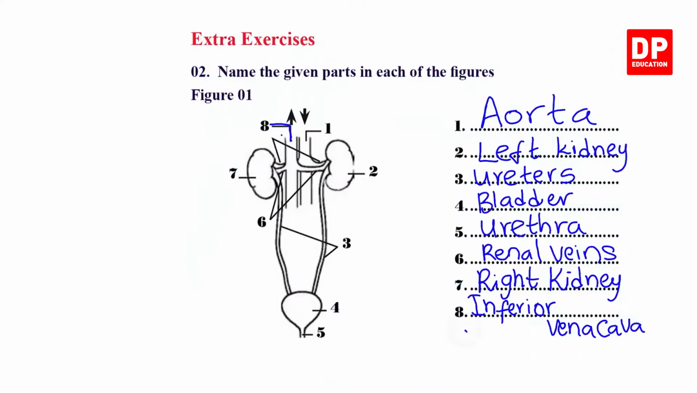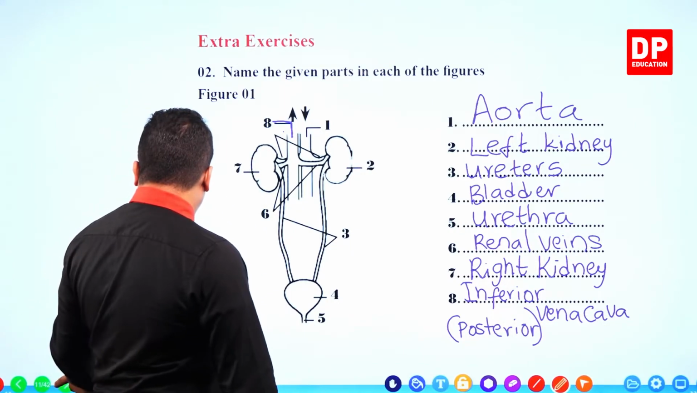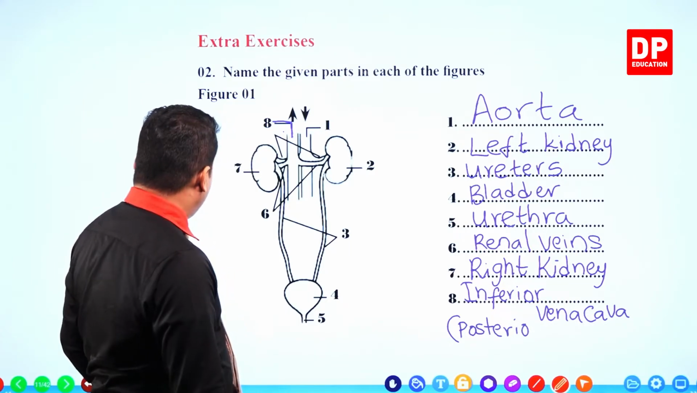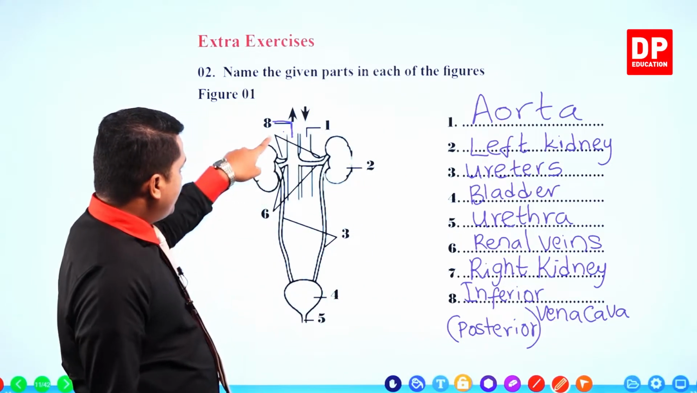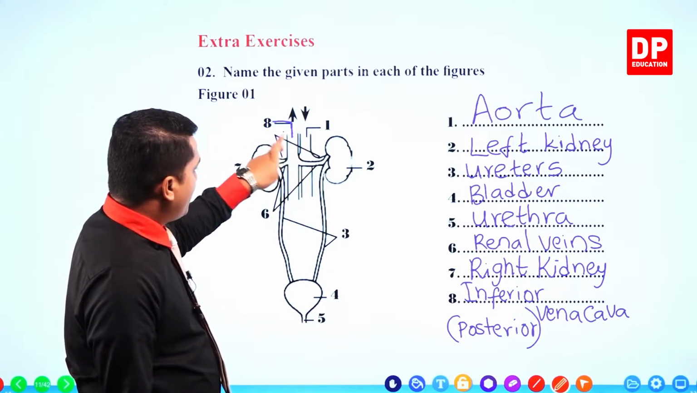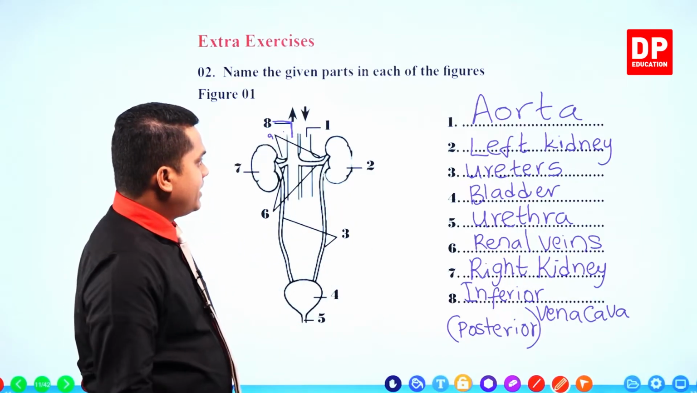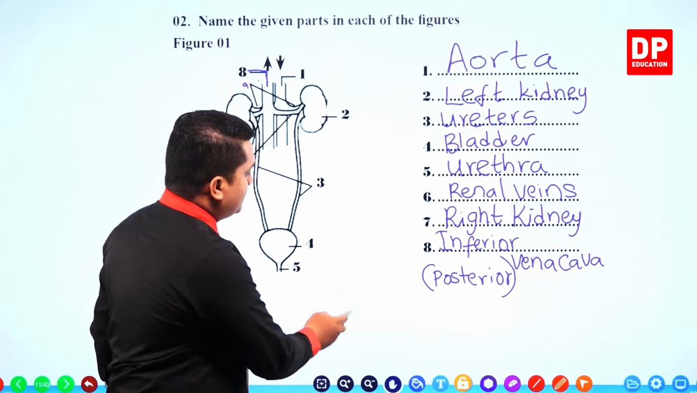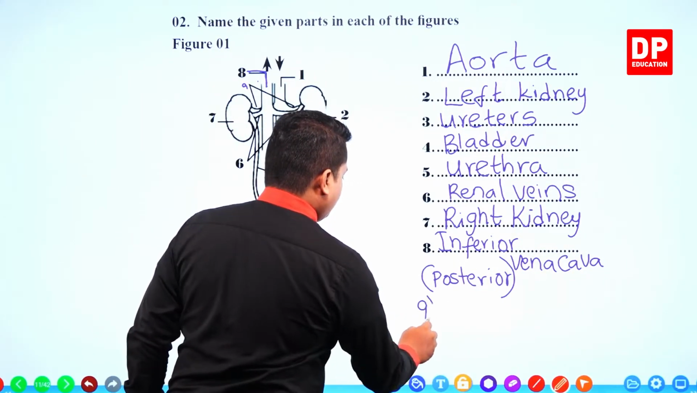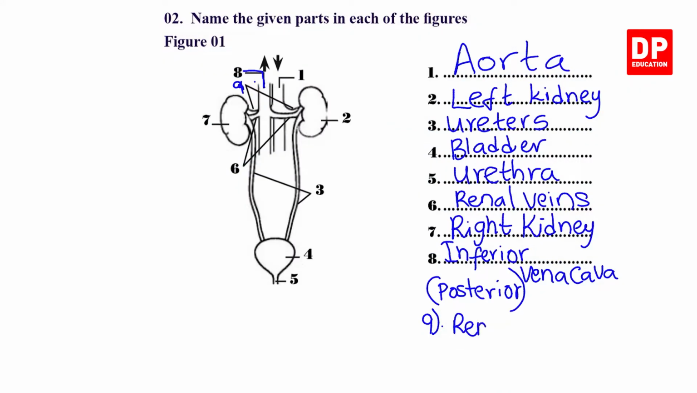It is also named the posterior vena cava, which is also correct. Now this one is not marked in the diagram. There is no number for this one. Actually, this is the renal artery, which supplies the blood. I'll mark it as number 9, taking the slide somewhat up. So the 9th one is the renal artery.